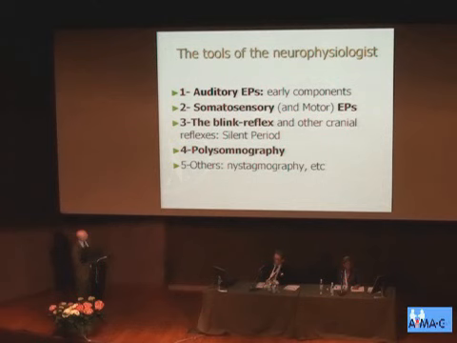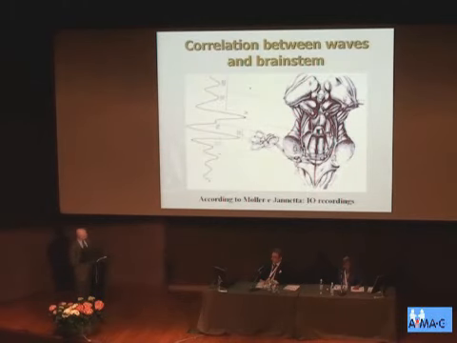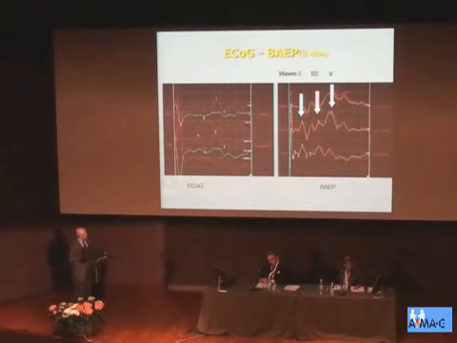Neurophysiological tools are auditory EPs, somatosensory evoked potentials, blink reflex, and polysomnography. These are the key methods which have been more extensively studied in the literature. Auditory evoked potentials explore 2 functional levels: peripheral function, for example, and in this respect they're very useful to evaluate auditory function and brainstem function.